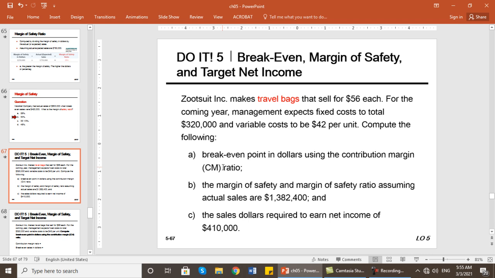So the contribution margin ratio will be 25%. Then the break-even sales in dollars equal the fixed cost of 320,000 divided by 25%, which equals 1,280,000.